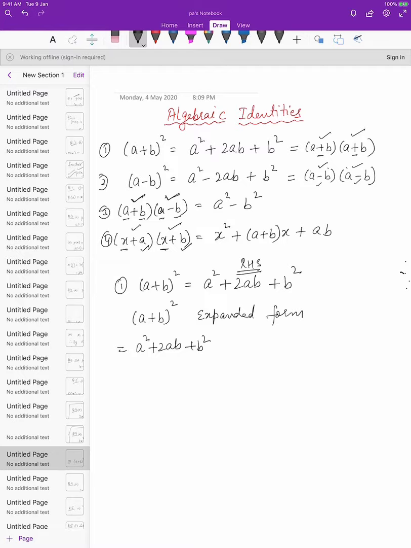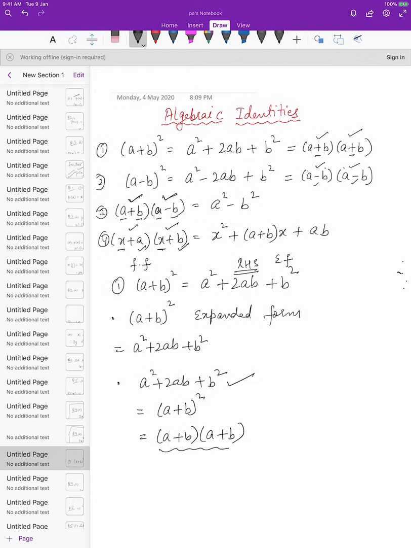Whereas on the other hand, suppose if I give you the identity as a square plus 2ab plus b square and I say factorize it, then you will say I can write this as (a plus b) whole square, and (a plus b) whole square is nothing but (a plus b) into (a plus b). So isn't it the factorized form of the given expression? Yes. So that means this side is known as the factorized form and this is known as the expanded form.